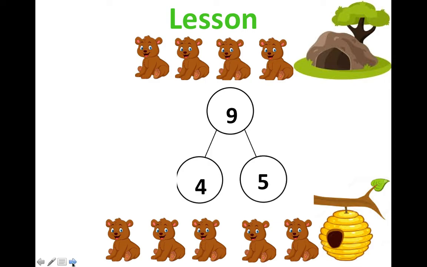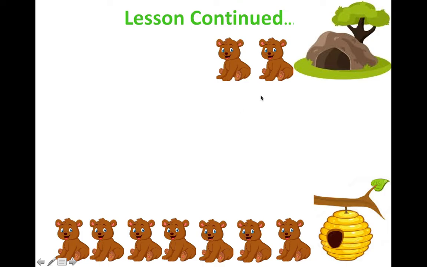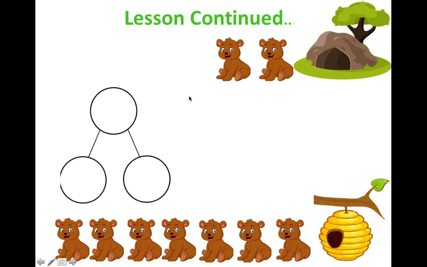Let's continue on. So the next page says that only 2 bears go to the cave, and we have 1, 2, 3, 4, 5, 6, 7. We have 7 bears that went for honey and 2 bears that go to the cave. So how would I put that in a number bond?